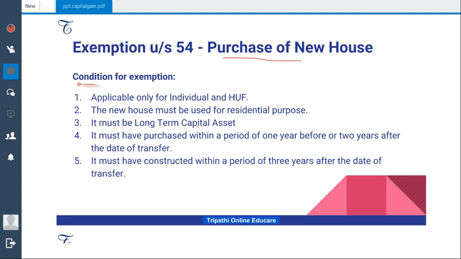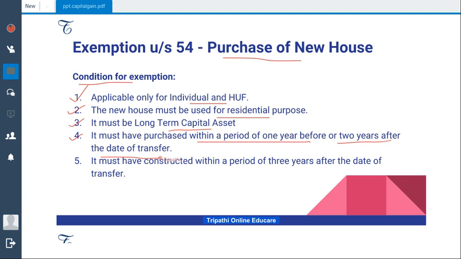So let us try to understand the conditions for the exemption. First, it is applicable only for individual and HUF. It is not applicable to all the SSC. Second, the new house must be used for residential purpose. Third, it must be a long-term capital asset. The new house which you are going to buy, the holding period of this should be more than 36 months. That is the condition. Fourth, it must have been purchased within a period of 1 year before or 2 years after the date of transfer.